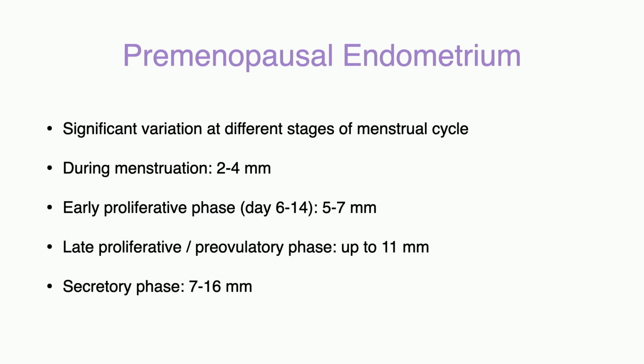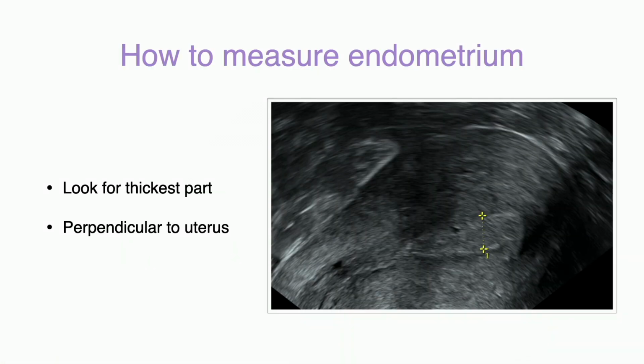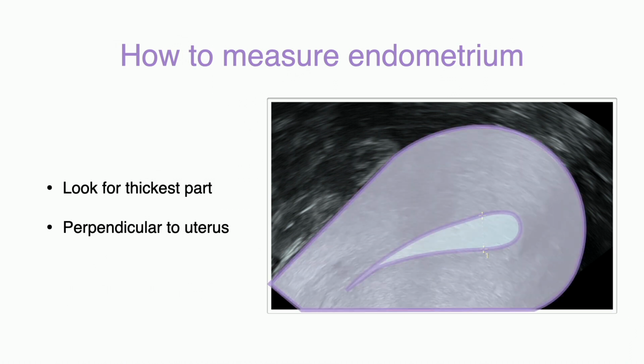But be aware, even though the endometrial thickness correlates to the stage of the menstrual cycle, pathology also plays a role and can lead to thickening of the endometrium. Furthermore, it's important to measure the endometrium correctly. It has to be measured on the sagittal plane, perpendicular to the uterus, at its thickest part. Here's an image to demonstrate this.